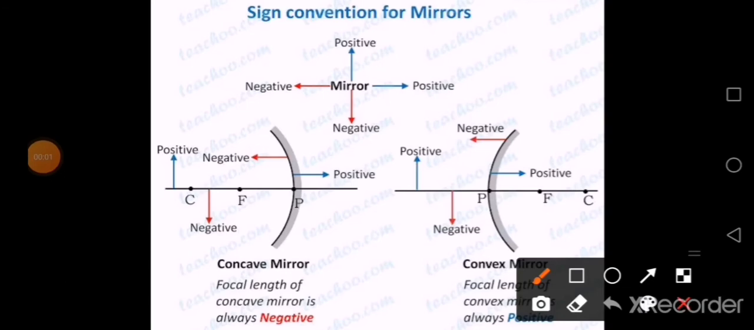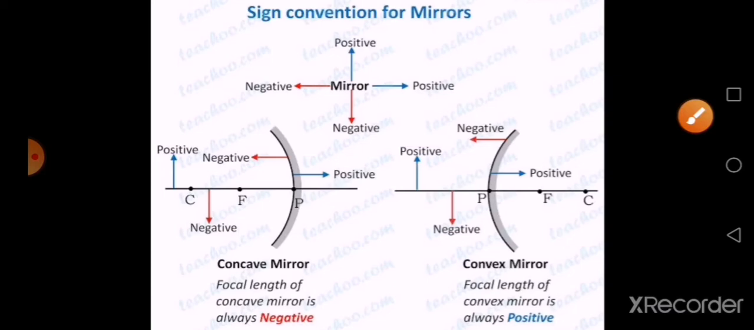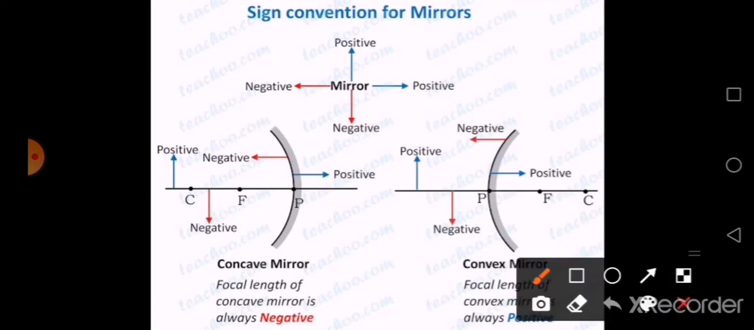Now, rule number 2 is that all the distances measured along the principal axis in the direction of the incident ray will be positive, and those opposite to the direction of the incident ray will be taken as negative. So whatever distances you take along the principal axis in the same direction as the incident ray will be positive, and the rays which are reflected back, opposite to the incident ray, will always have their distance considered as negative.